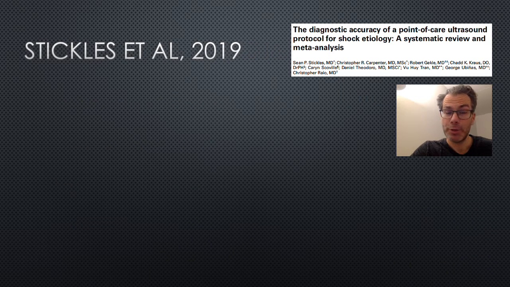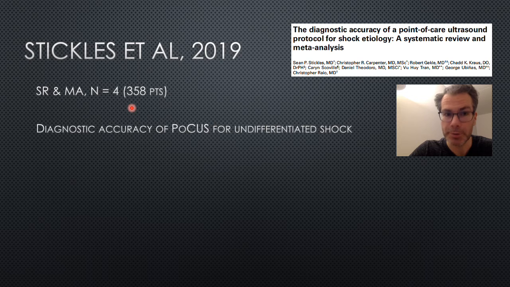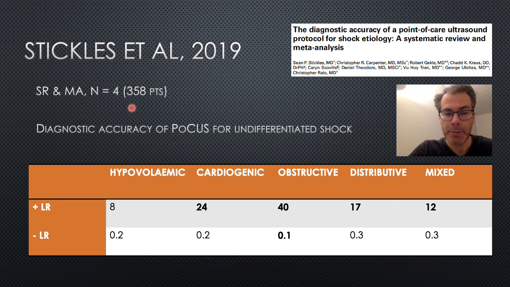Then the next year, 2019, Stickles and his friends performed a systematic review and meta-analysis. So 4 papers, just over 350 patients, and they looked at the diagnostic accuracy of PoCUS for undifferentiated shock. And in this table, I've just listed the positive and negative likelihood ratios. So I think these are probably the most useful things in terms of how we factor it in with our pre-test probability. So for hypovolemic shock, ultrasound was not that good.